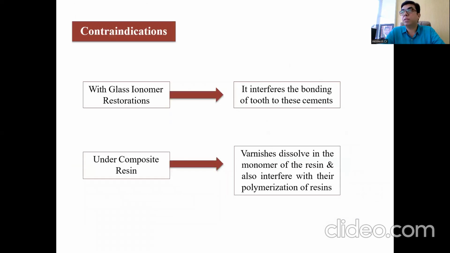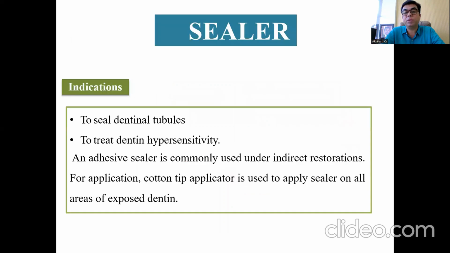What are the contraindications? It cannot be used in cases with glass ionomer restoration because it interferes with the bonding of the tooth to these cements. And it is also contraindicated under composite resin because varnish dissolves in the monomer of the resin and also interferes with the polymerization of the resin.